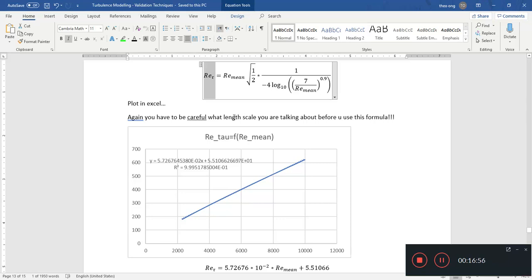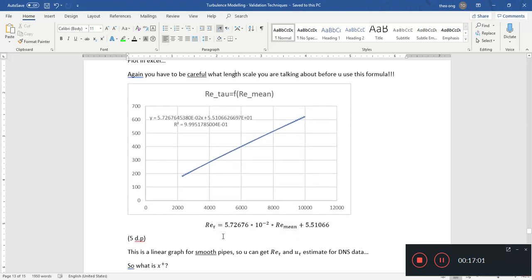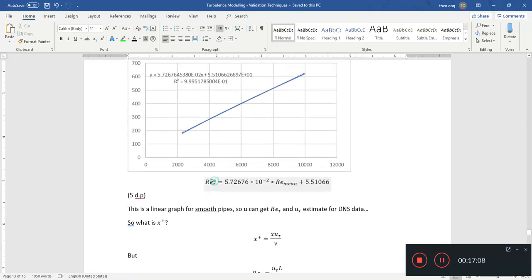Okay, cool. So what does this correlation actually help find? What does it give us? It shows that we have a linear correlation, that we have Re tau equals about 5.72 times 10 to the minus 2 Re mean plus some intercept here. So note that most of your Re tau here is actually on the order of 180. You see at 180 over here, Re tau about 180.